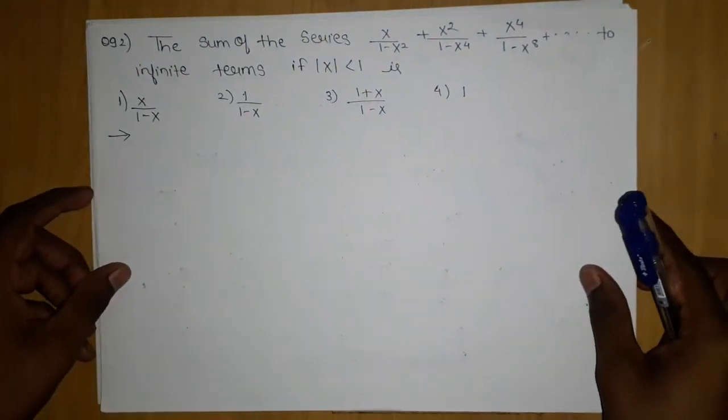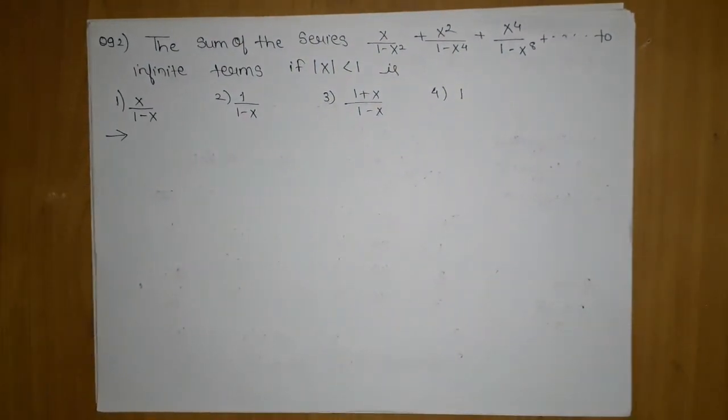Now let's move on to the next question, which is question number 92. Question number 92 says: the sum of the series x upon 1 minus x square plus x square upon 1 minus x power 4 plus x power 4 upon 1 minus x power 8 and so on to infinity terms, if mod x is less than 1, is.